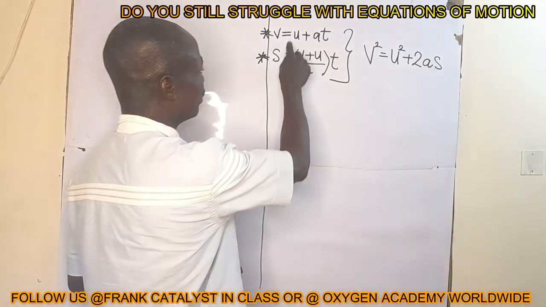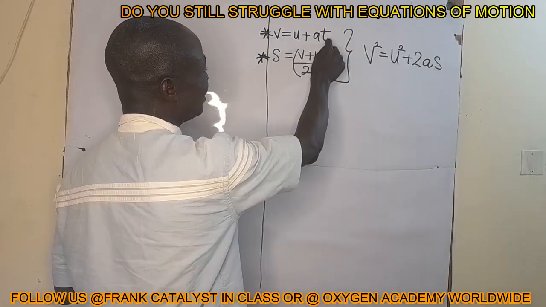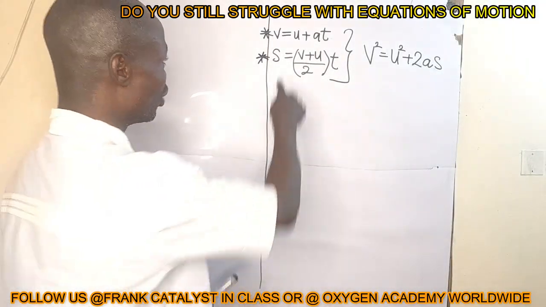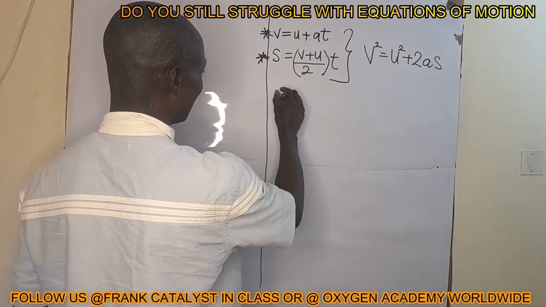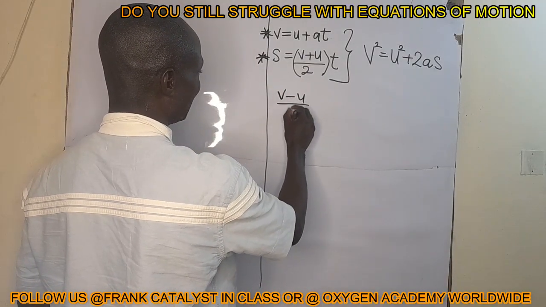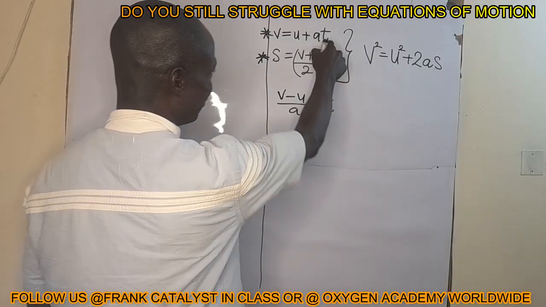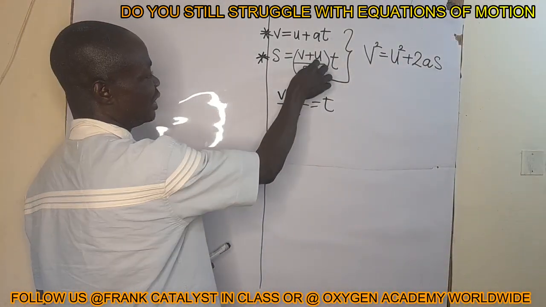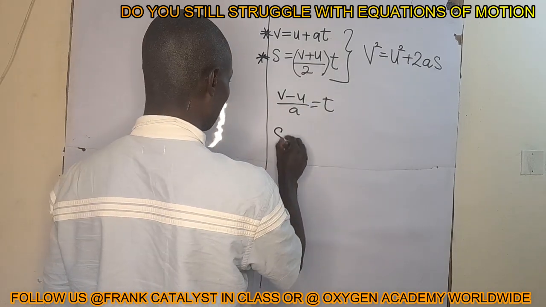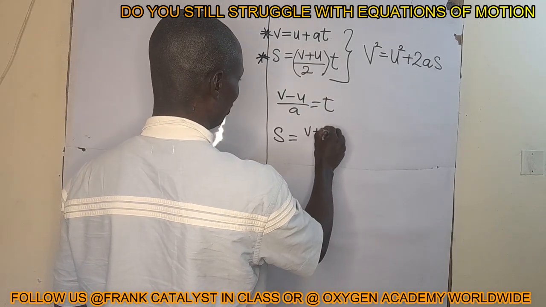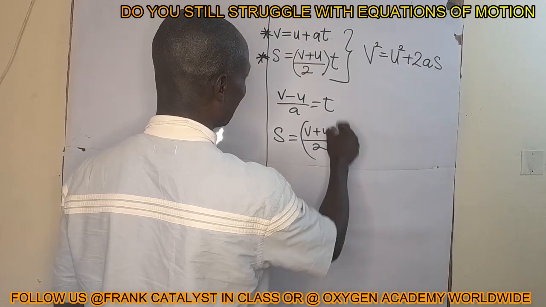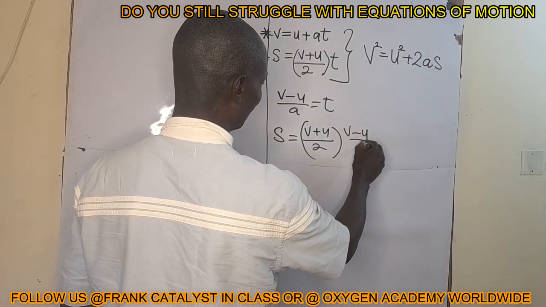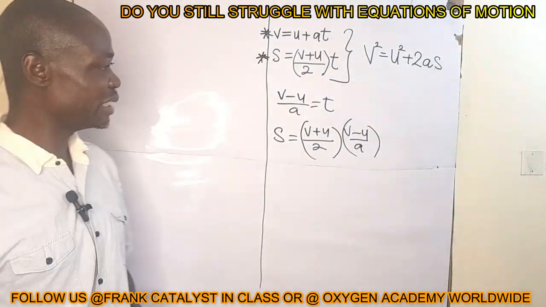So now, looking at this, I want to make t the subject, because this one equally had a t in it, which is the time. When I make t the subject here, I am going to have v minus u all over a is equal to t. So I can now substitute t equal to this in this expression. I am now going to have s is equal to v plus u all over 2, multiplied by t. My t is now going to be this, v minus u all over a. I am now using it for this expression.